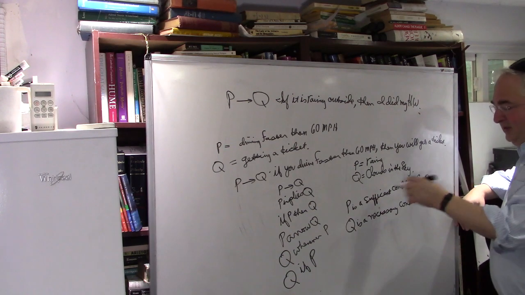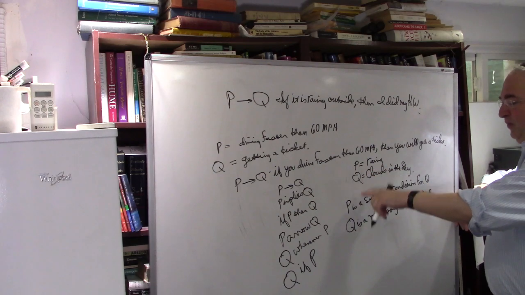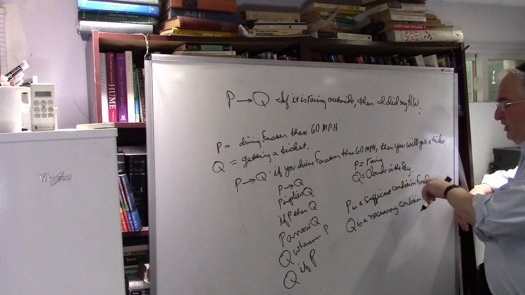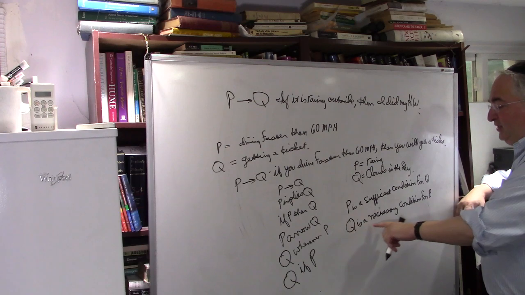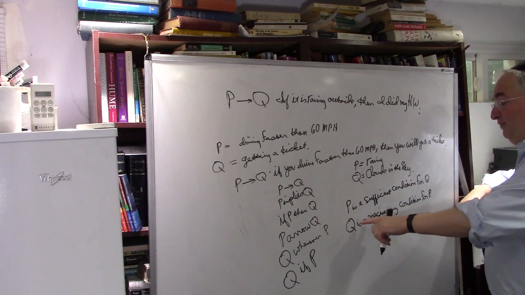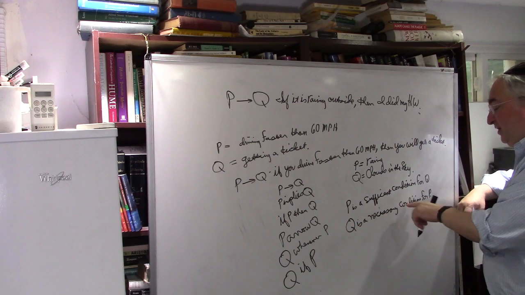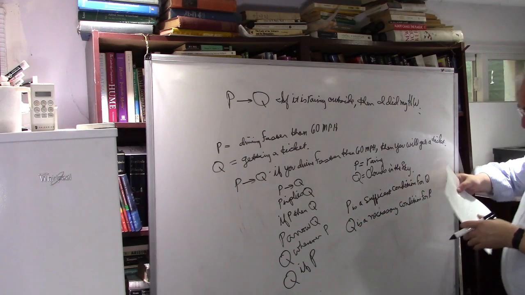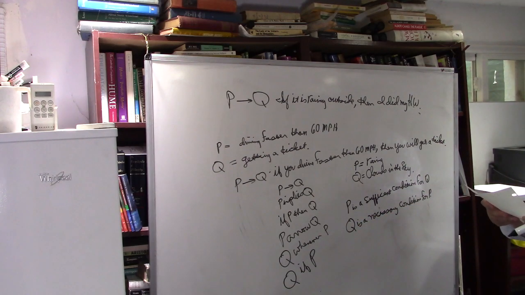Okay, so here's another one. Raining is a sufficient condition for clouds. Clouds in the sky is a necessary condition. You will not have rain unless you have clouds in the sky. Clouds is a necessary condition for rain. So here are lots of different ways to say it.